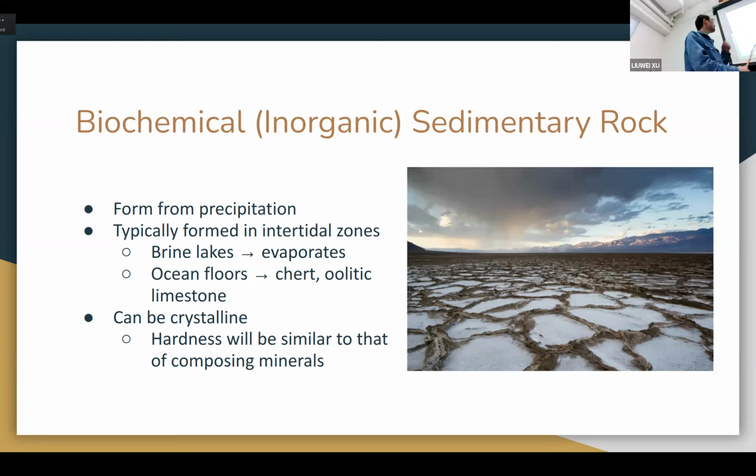Sometimes it can be crystalline. The hardness will be similar to that of the composing mineral. So in today's example, we have two of this kind of crystalline rock. The first one is the rock gypsum, and the other one is the rock salt. The rock gypsum and the rock salt, you can just treat them as a simple cluster, a simple assemblage of the mineral gypsum or the mineral halite. So their appearance and hardness are very similar to the minerals.